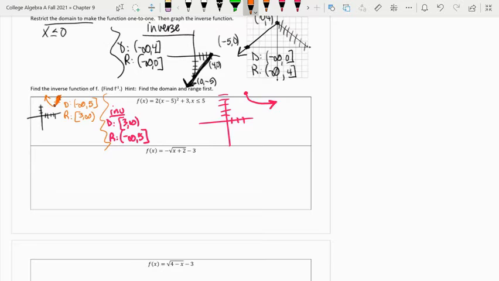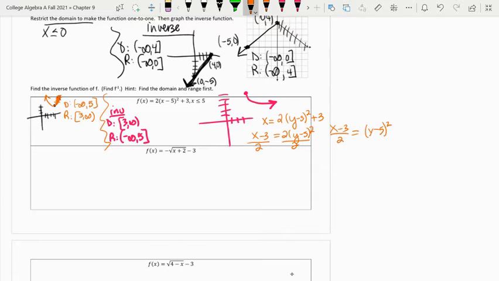Let's write the equation. So my inverse, I switch the x and y, so it becomes x equals 2 parentheses y minus 5 quantity squared plus 3. Move over your 3, so x minus 3 equals 2, parentheses, y minus 5 squared. Divide by 2. So x minus 3 over 2 equals y minus 5 quantity squared.